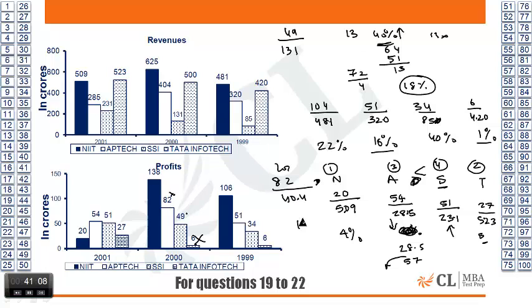Okay, 138 divided by 625. 10% is 62, and 20% is double of that, 124, so close to about 20%. I think the third guy is highest. Who is the third guy? SSI.